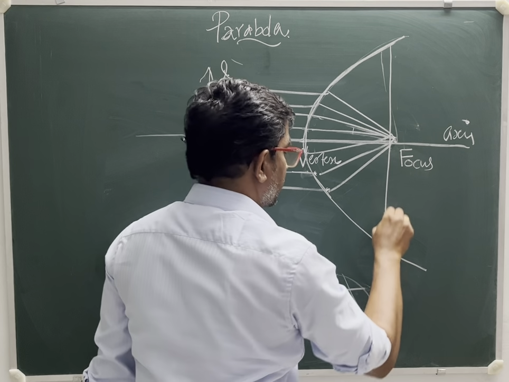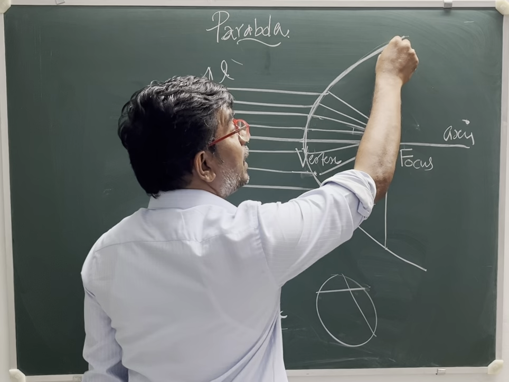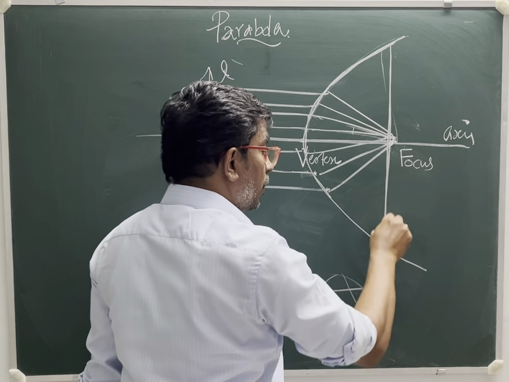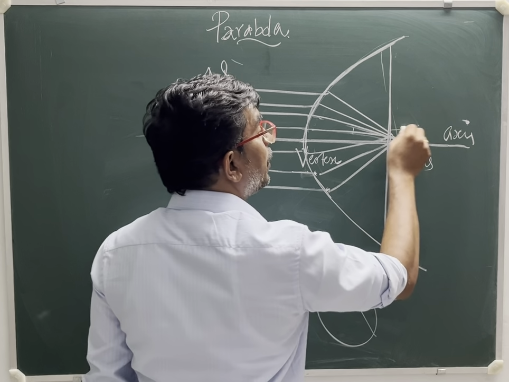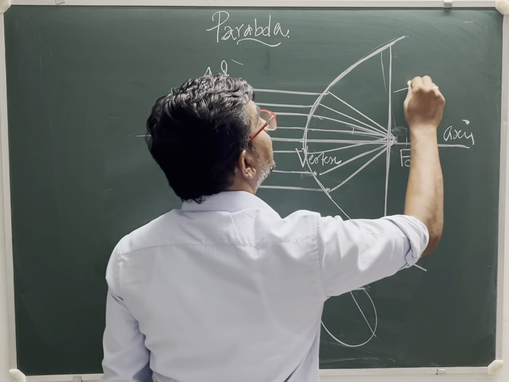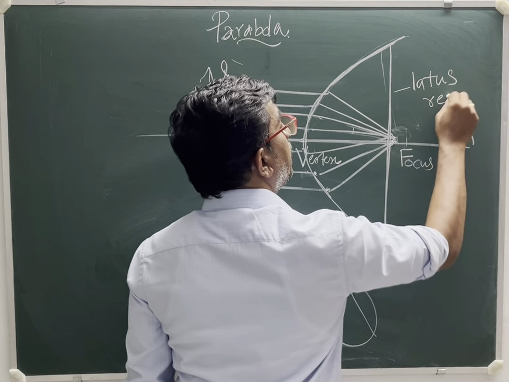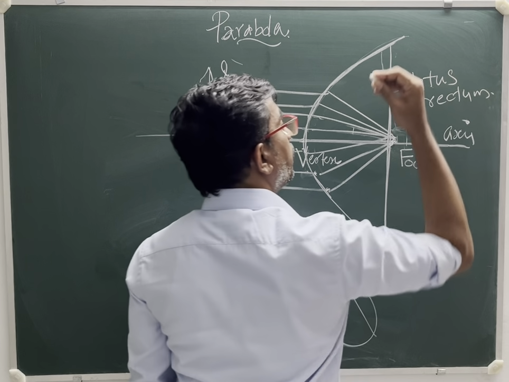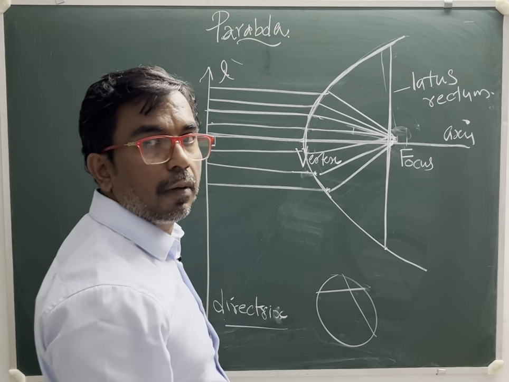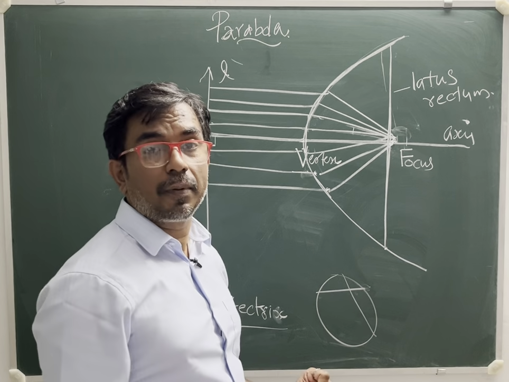It looks like this. The line segment that passes through this focus and is perpendicular to the axis. This chord is called the latus rectum. Latus rectum. Minimum this many things we should know for a parabola.